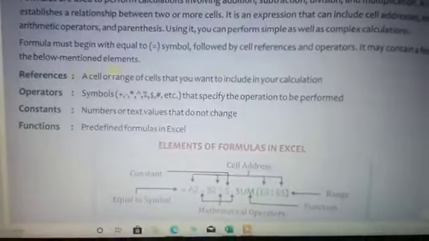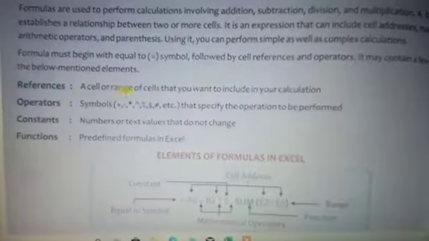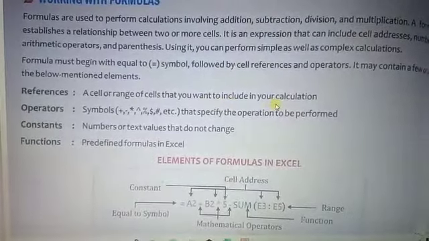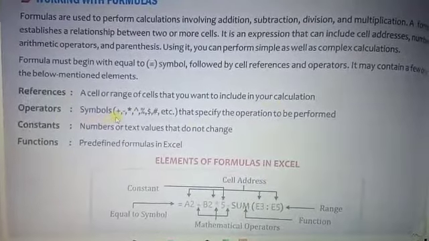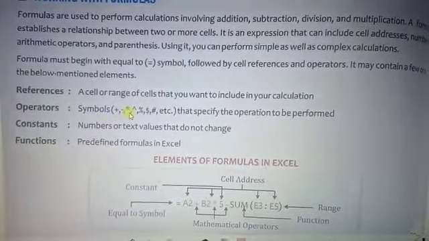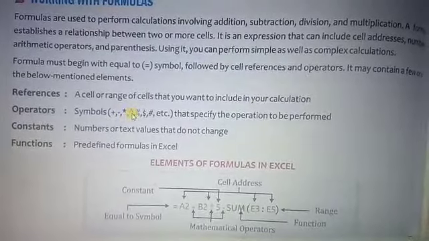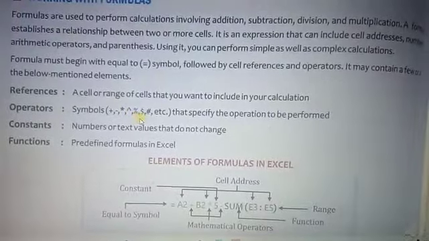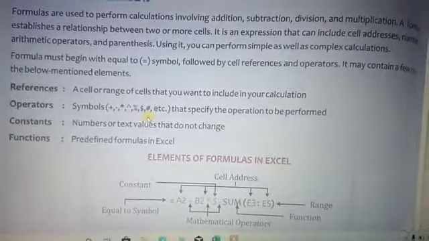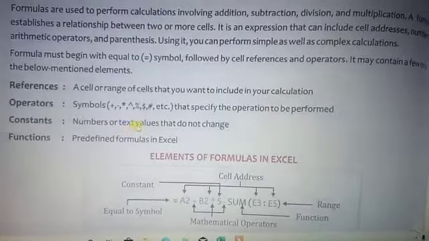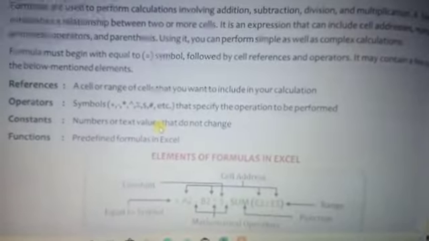So here the main component is the reference. A reference is a cell or a range of cells that you want to include inside your calculation. Operators: which kinds of operators are used? That is plus, minus, and the star mark, which is used for multiplication. You have seen the caret sign, which is used to obtain a power value. Percentage, dollar sign. There are different operators that can be used here. Constants are numbers or text that never change inside the Excel sheet, and functions are the predefined formulas.